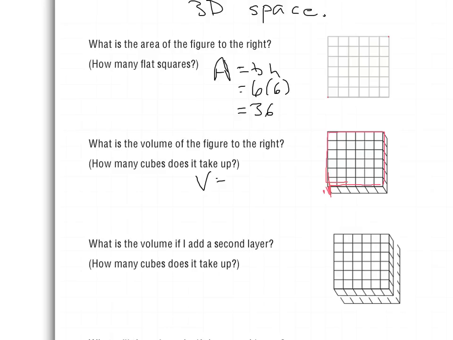Looking at your volume, if I make this particular shape, I can see that it would take me 36 cubes to make up that volume. So what is the volume if I add a second layer? Go ahead and add a second layer on. How many cubes does that require?